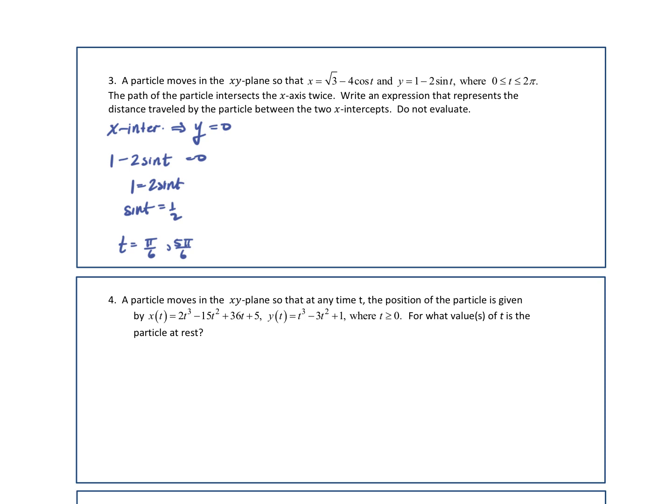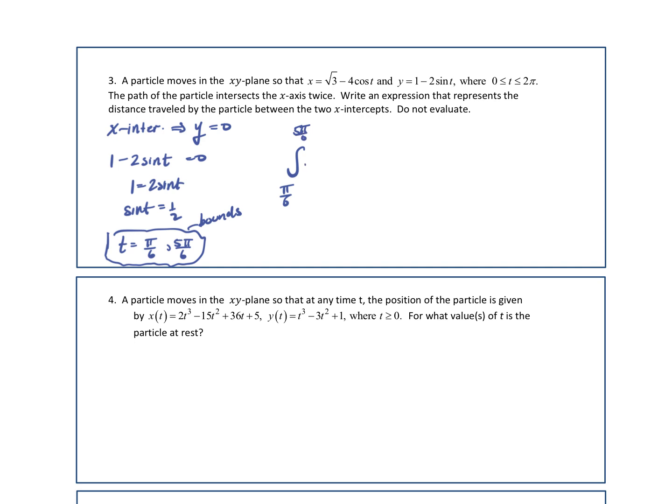So we want the distance traveled between these two x-intercepts. So that's telling me these are going to be our bounds, okay? So we're going to integrate from pi over 6 to 5 pi over 6.